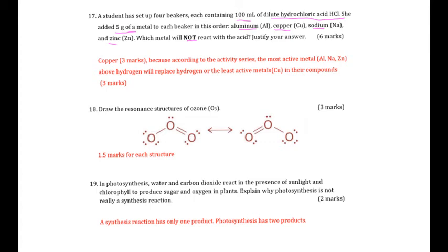So she has got 4 beakers. Each of them contain equal volume, which is 100 ml, of hydrochloric acid. She added metal in each of them. In the first one, she added aluminium. In the second one, she added copper. In the third one, she added sodium. And in the fourth one, she added zinc. Which of them will not react with acid?